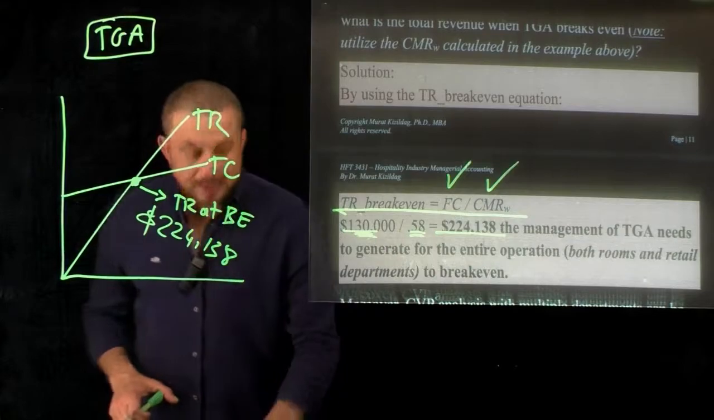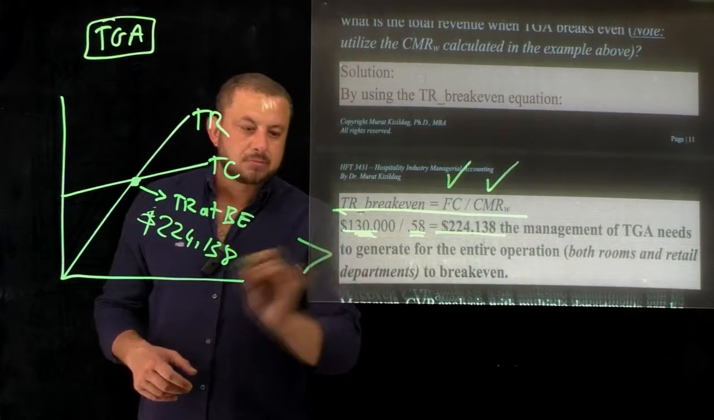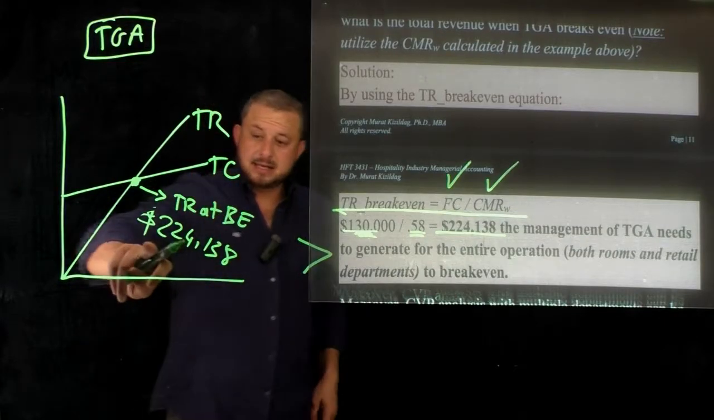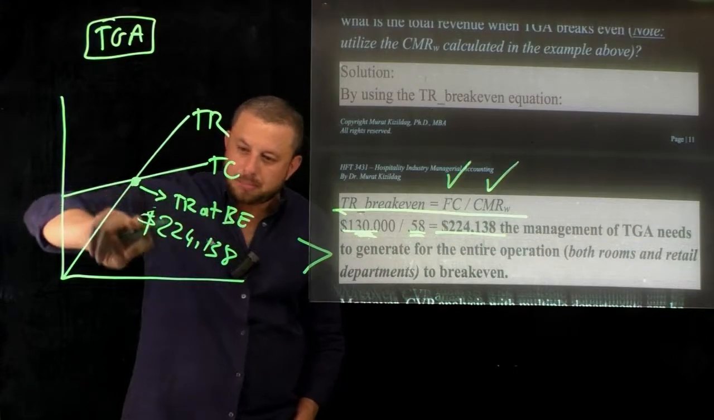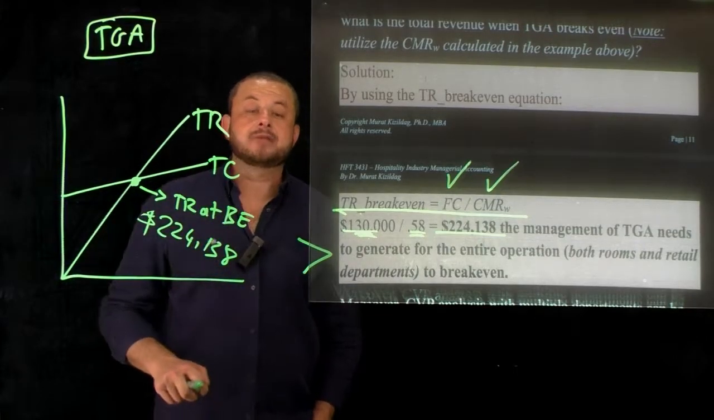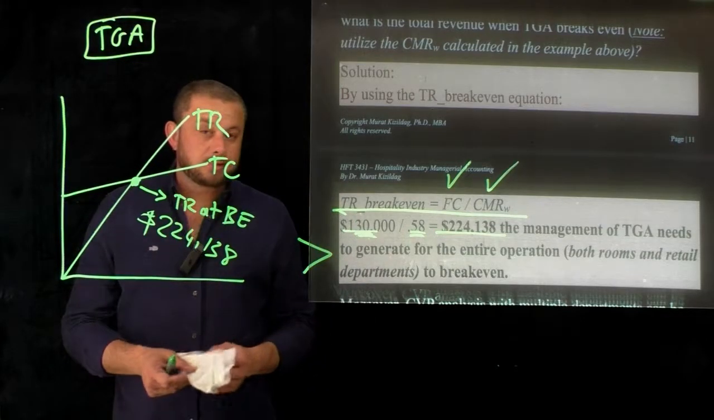So again, this is not rooms only, 224,138, please read the explanations. This is not rooms department only, this is not retail outlets only. This is the combined TR that needs to be generated by those two departments to be at the break-even for TGA, guys.